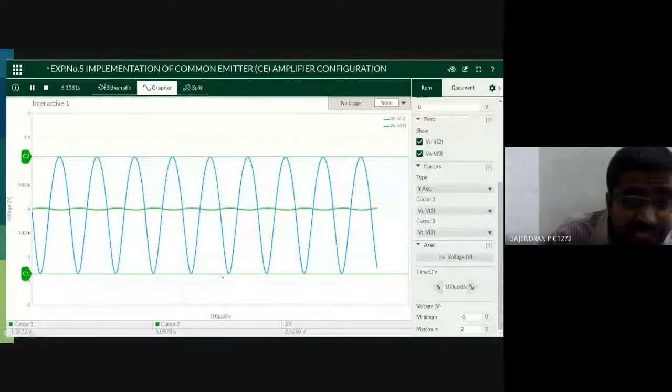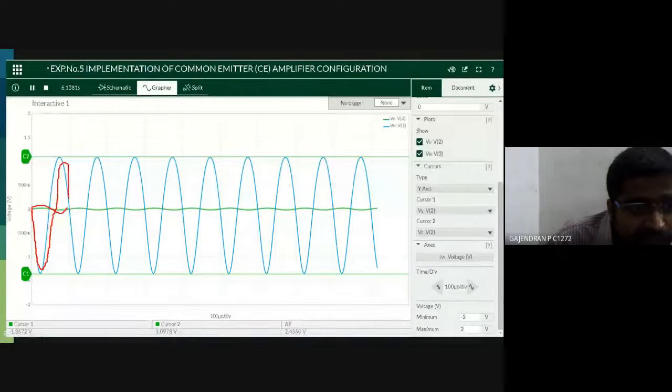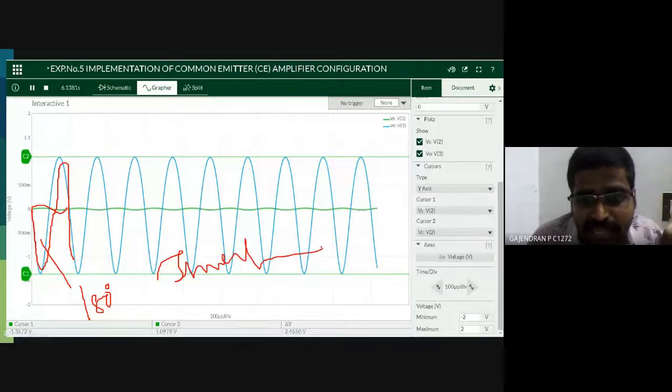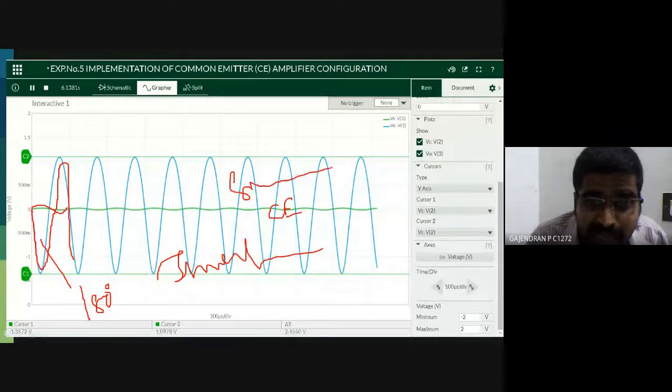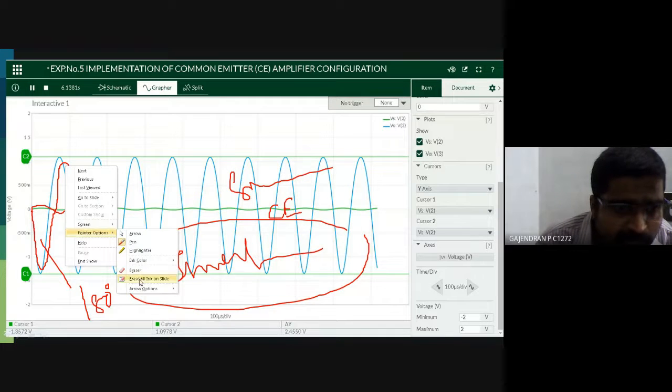Then listen. My input starts from here to here like this. My output is going to negative. Why, sir? Why is there a 180-degree phase shift? Because it is an inverting amplifier, the common emitter amplifier. A single stage common emitter amplifier is also called an inverting amplifier.